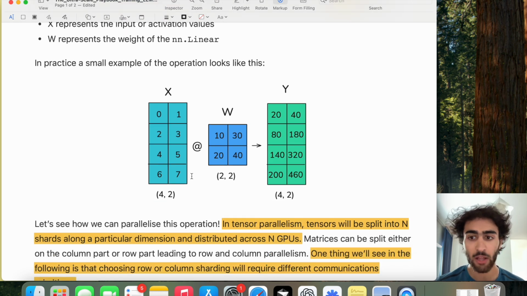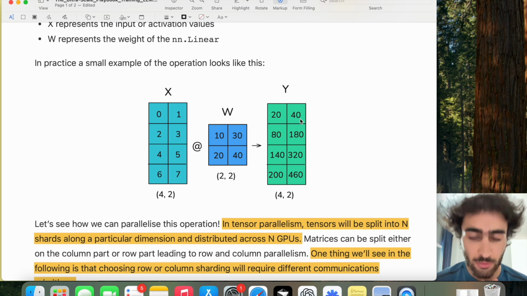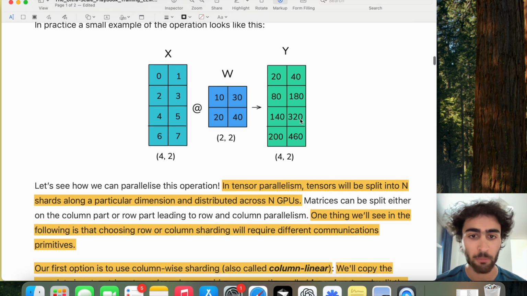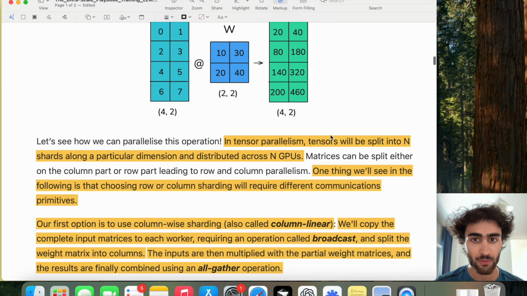We will understand how we can take advantage of these matrix properties first with an intuitive example, where we have the input X, 4x2, and our weight matrix W, which is 2x2. You can do the input and weight matrix multiplication simply on a single GPU in the following manner. But let's say that we have a really limited GPU and it doesn't fit, or we want to parallelize this calculation. So the tensors will be split into n shards along a particular dimension and distributed across n GPUs. One thing we'll see in the following demonstration is that choosing row or column sharding requires different communication primitives.